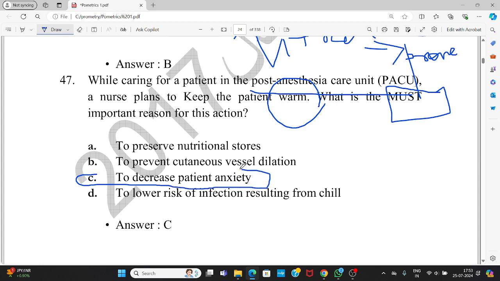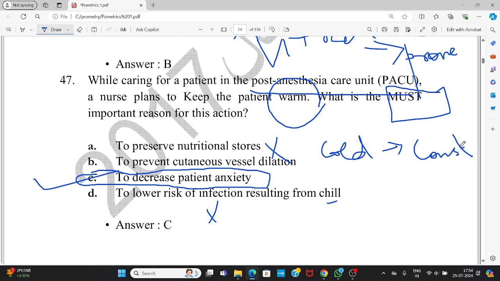The patient will be anxious, so to decrease the anxiety. Preserve nutritional source, no. To lower the risk of infection, no. From the chill, there is no chance that the patient will get infection. To prevent cutaneous vessel dilation, no. When it is cold, it is not dilation, it is always constriction, so the statement itself is wrong. So it is to decrease the patient's anxiety.